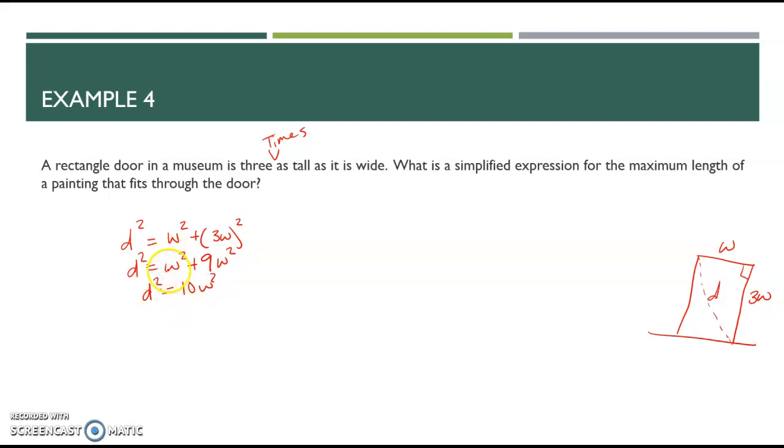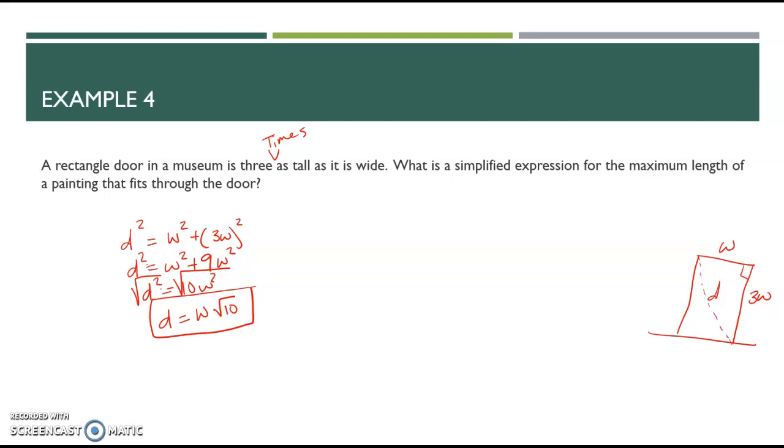And then I want to know the diagonal. I don't want to know the diagonal squared. So we've got to square root this. And so d is going to equal, there is no perfect square in 10, but the w squared is a perfect square. So w square root 10. And that is our simplified expression.